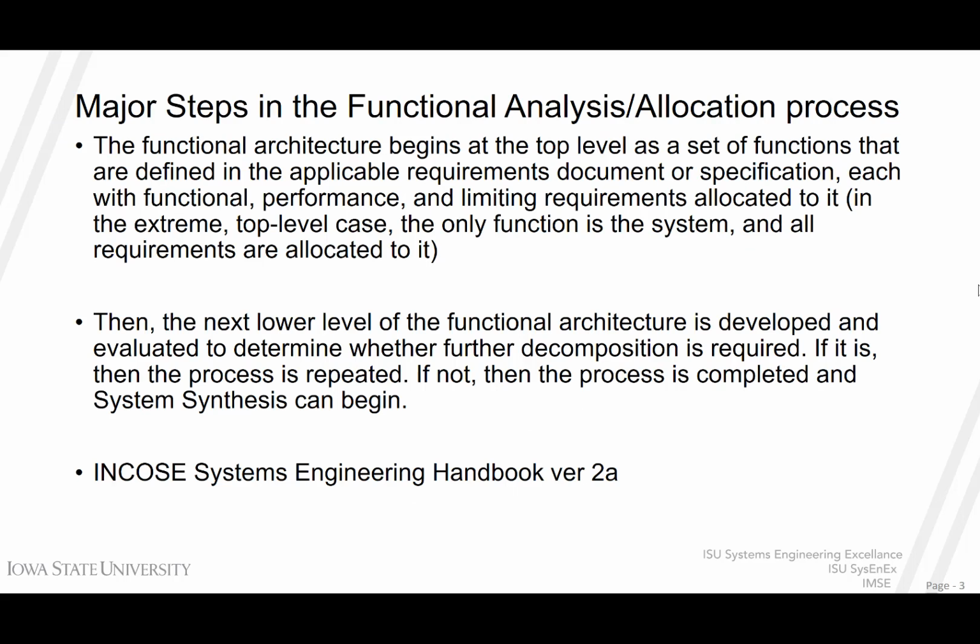The major steps in the functional analysis and allocation process are the functional architecture, beginning at the top level as a set of functions that are each defined in the applicable requirements document or specifications, each with functional performance and limiting requirements allocated to it. Then, the next lower level of the functional architecture is developed and evaluated to determine whether further decomposition is required. If so, then the process can be repeated. If not, then the process is completed and the system synthesis can begin. These are all available in the INCOSE Systems Engineering Handbook.